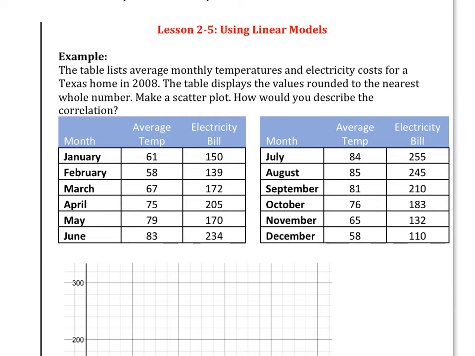In this section, we are going to talk about how to use the linear model to actually predict some real-life data. For example, this table lists the average monthly temperature and electricity cost for a Texas home in 2008. This table displays the values rounded to the nearest whole number. Make a scatter plot, and how would you describe the correlation?